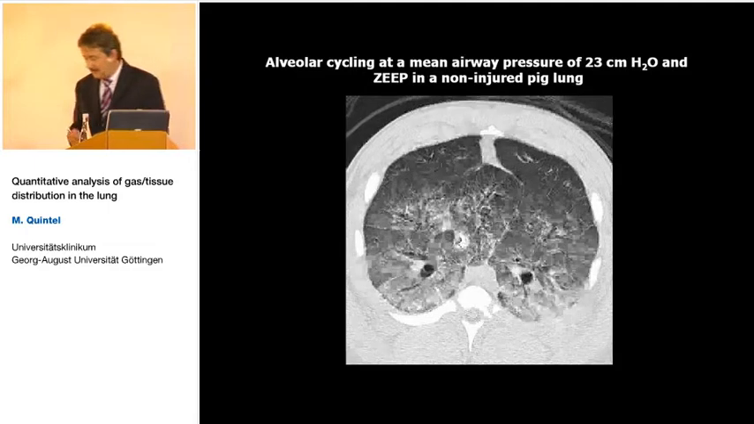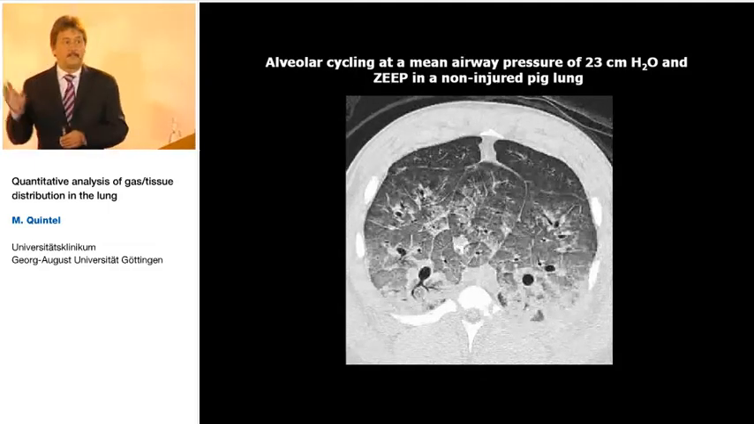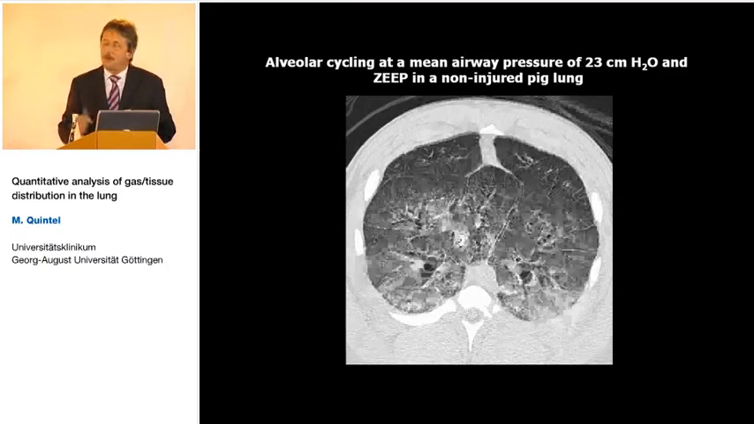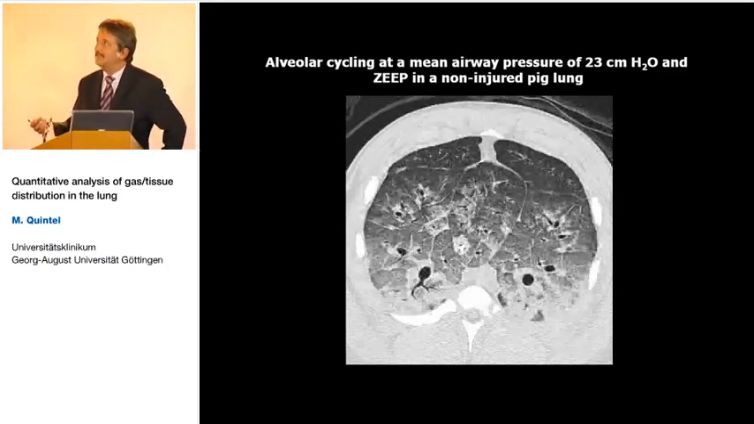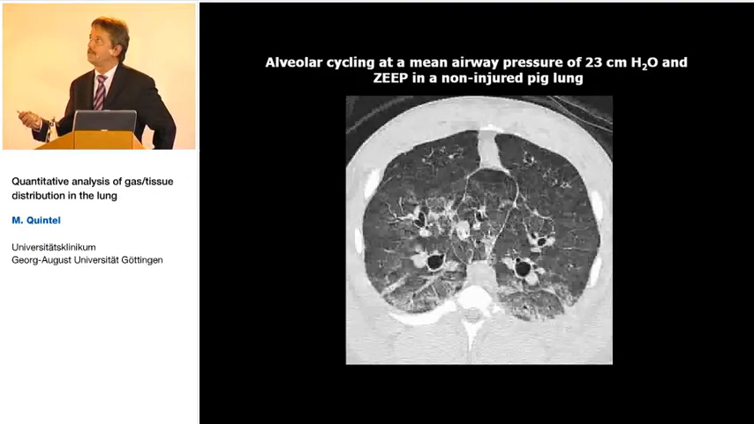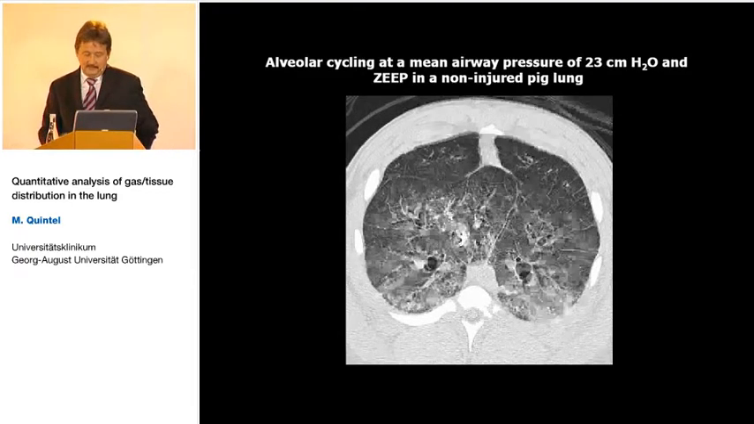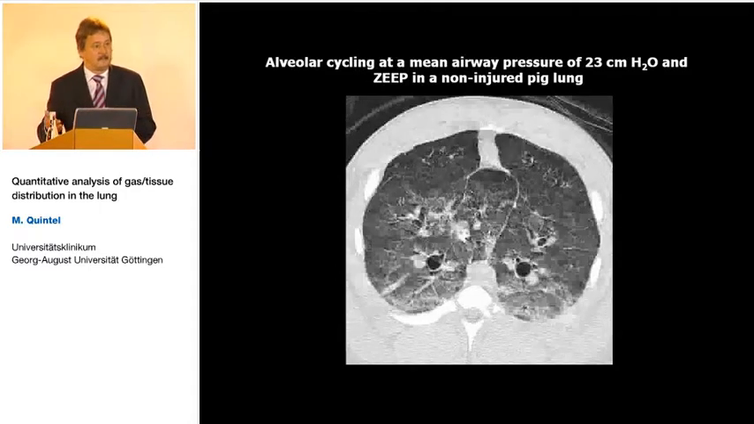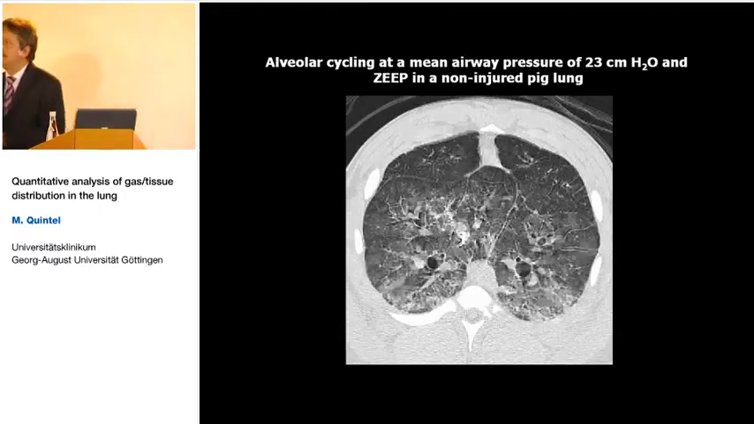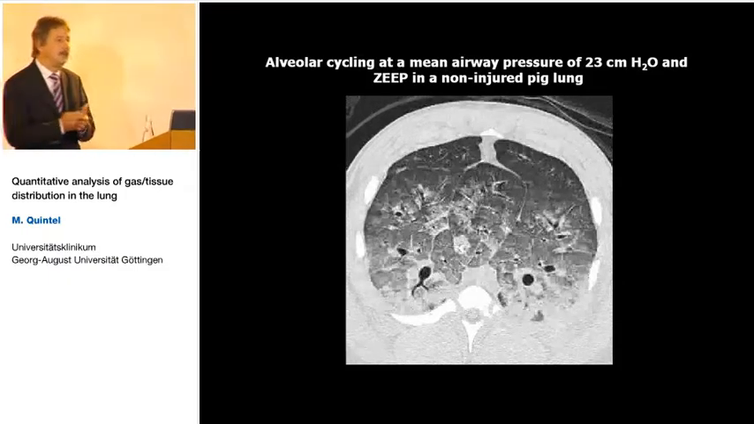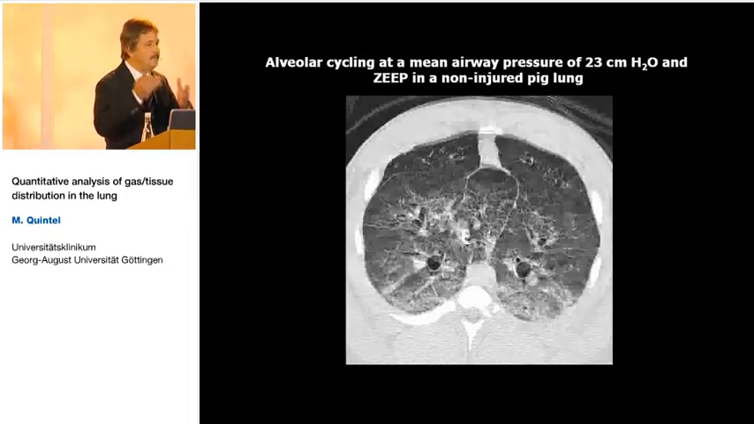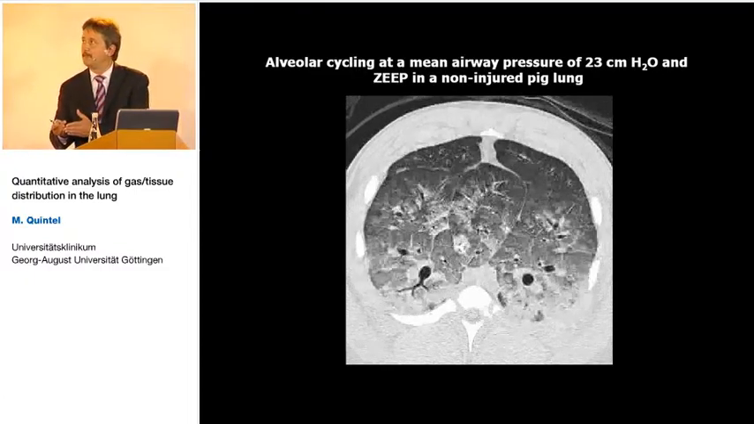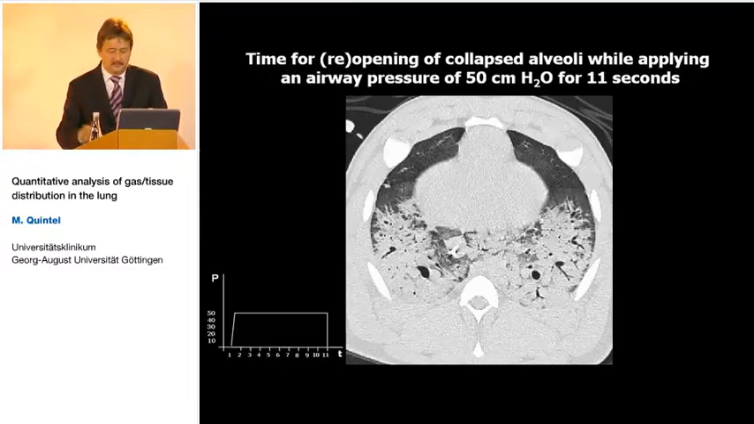This is work I have done together with Norbert Weiler, who is now in Kiel, but this work was done in Mainz. We were looking at different things: alveolar cycling at a mean airway pressure of 23 at ZEEP in a non-injured lung. If you just look with me, this is dynamic. We use dynamic CT images to demonstrate that there is alveolar cycling if your mean airway pressure is 23 and you use a ZEEP level of PEEP, and this is a non-injured lung.